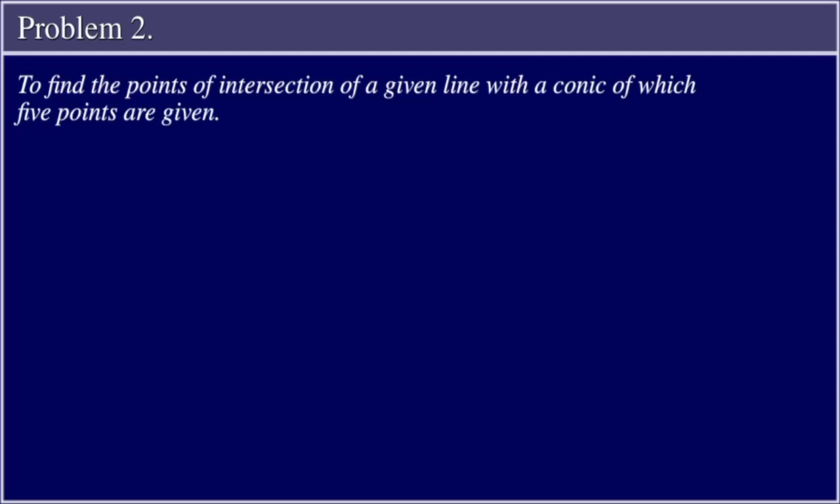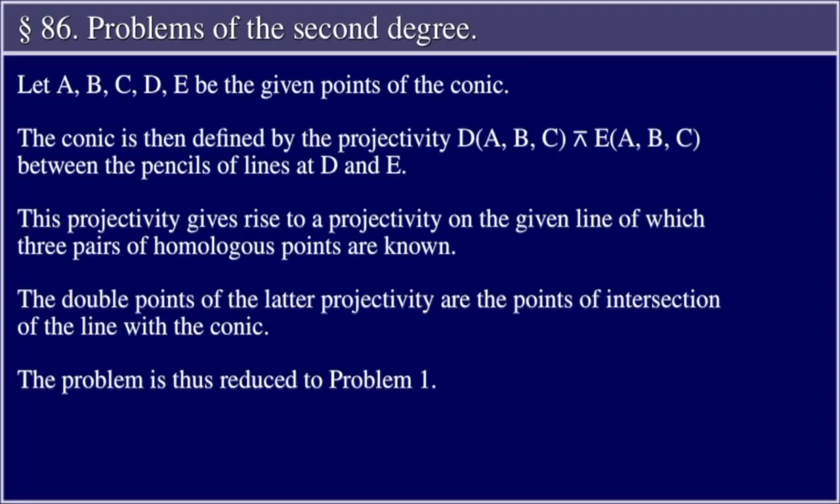Problem 2. To find the points of intersection of a given line with a conic of which 5 points are given. Let A, B, C, D, E be the given points of the conic. The conic is then defined by the projectivity D(A, B, C) projective with E(A, B, C), between the pencils of lines at D and E. This projectivity gives rise to a projectivity on a given line of which three pairs of homologous points are known. The double points of the latter projectivity are the points of intersection of the line with the conic. The problem is thus reduced to Problem 1.